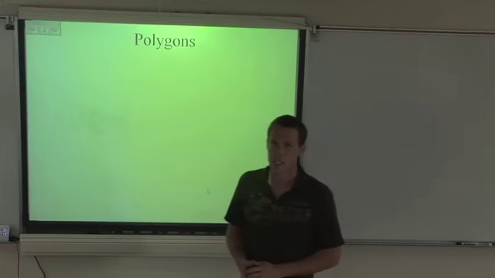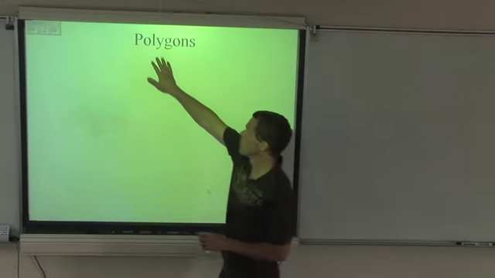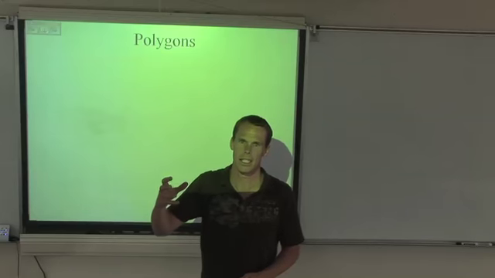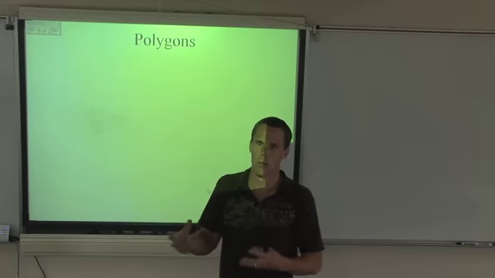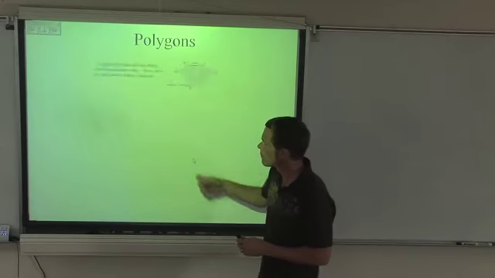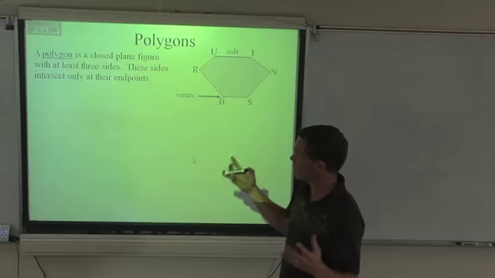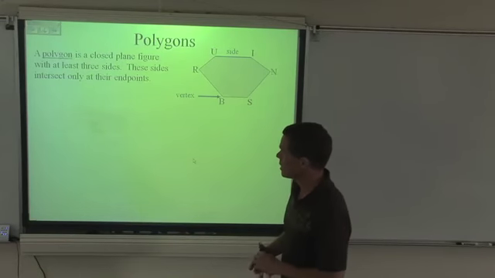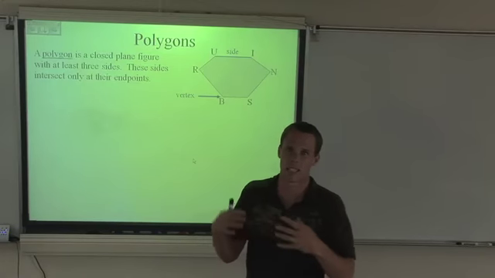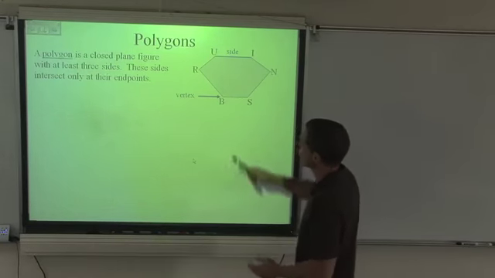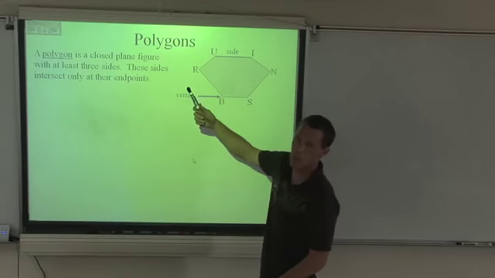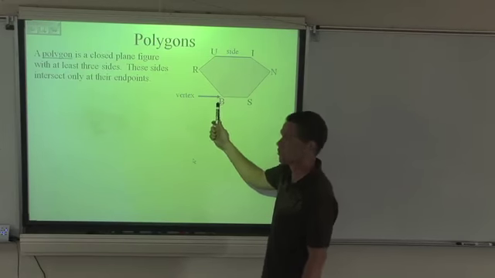So, first of all, let's define polygons. The root here, poly, means many, and when we say polygons, it actually stands for many sides. So anything with 3 or more sides is a polygon. 2 sides is not enough to create a figure. So, a polygon is a closed plane figure with at least 3 sides. These sides intersect only at their endpoints. There's no crossing or X's within a polygon. So, we have a polygon here. Here's one of its sides. They are segments between 2 points. And here's a vertex.